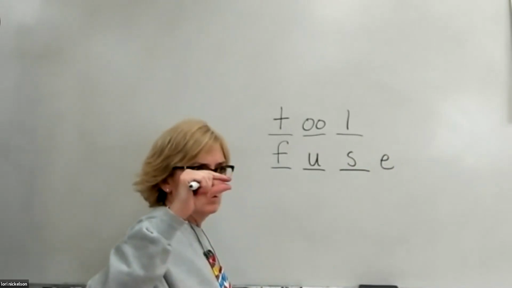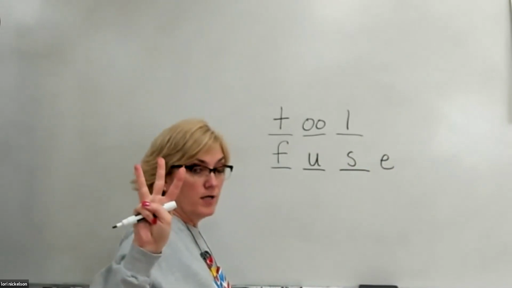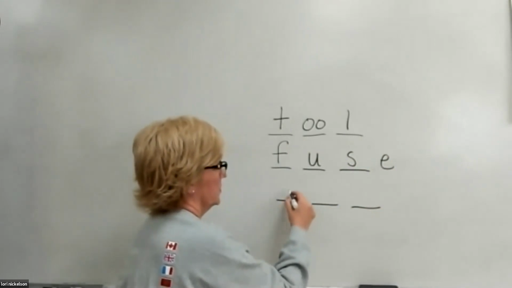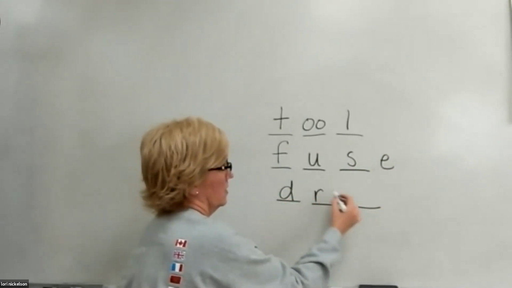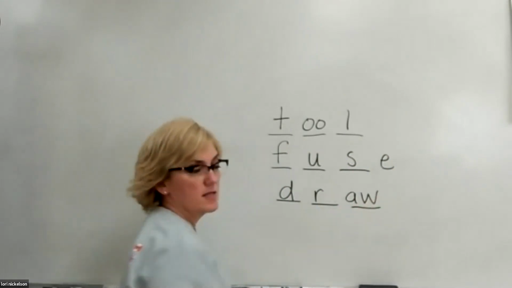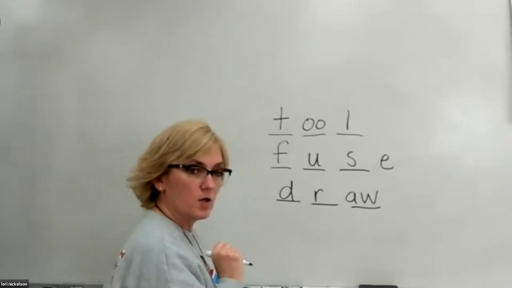Draw. D-r-aw. How many sounds is that? Three. So we're going to draw three lines. So we're going to put d-r-aw. Look what makes the aw sound. It's that A-W. All right. Let's do our next word.